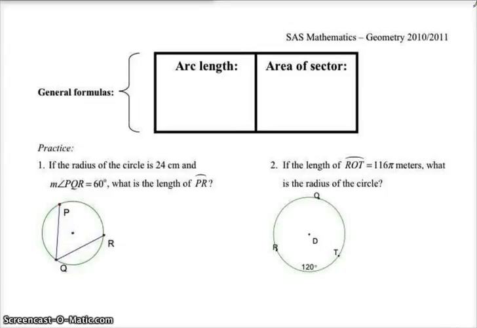So what are the general formulas for arc length and area of a sector? So what did we do? We took the given angle divided by 360 degrees and multiplied it by the circumference, either 2 pi r or pi d. We took the given angle divided by 360 degrees and multiplied it by pi r squared. And then you have to say, well, what does x represent?